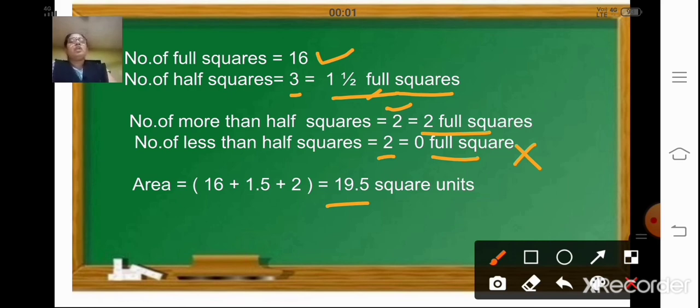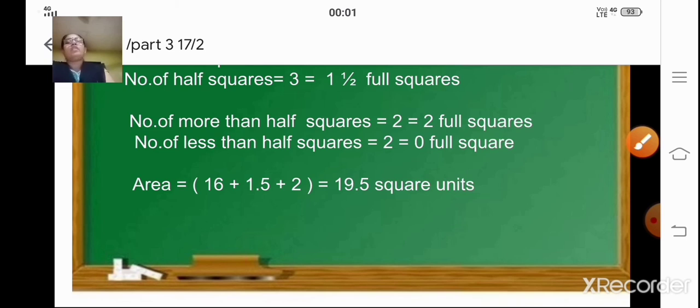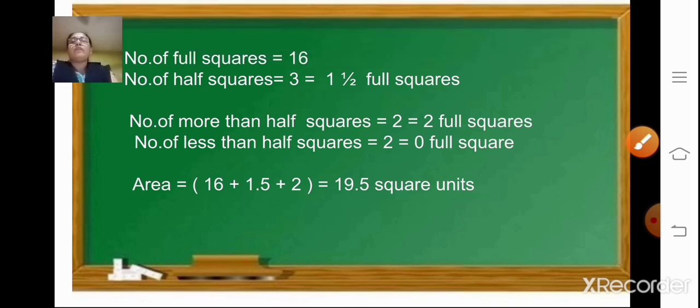Yes, children. So the only thing you have to keep in mind is you have to count the number of full squares, number of half squares, and then add them up. If a square is covering more than half, you will consider it as a full square, and if a square is covering less than half, you will consider it as 0.